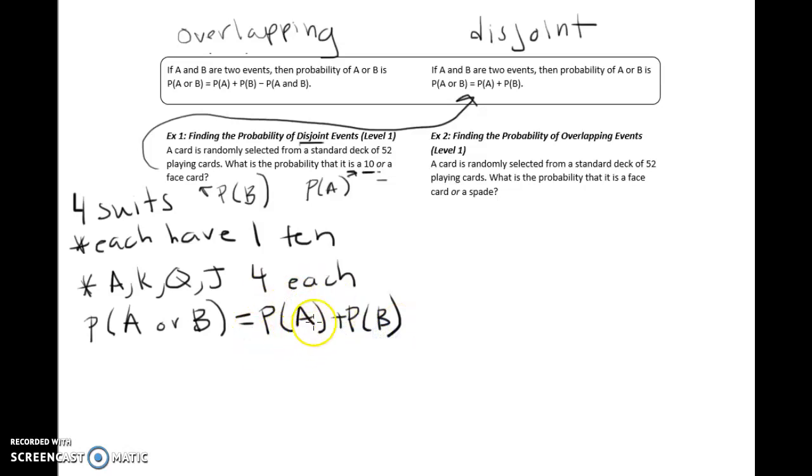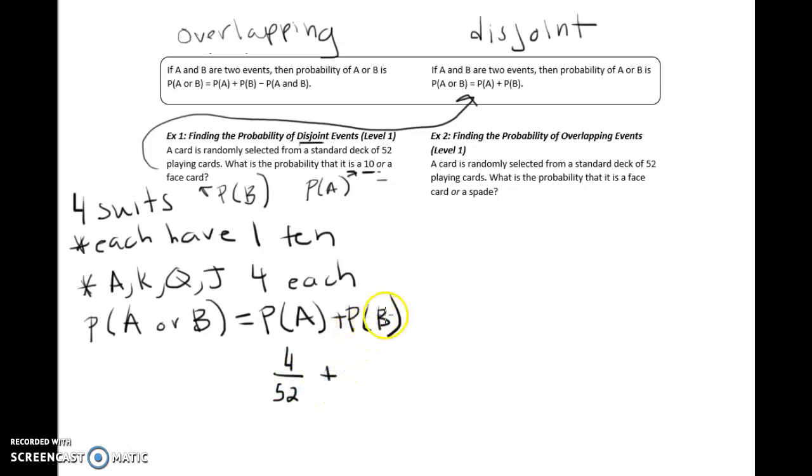All right, so let's tackle this one at a time. What's the probability of A? What's the probability that you get a 10? Well, we have four suits, and each of them is going to have 1 10. So that means that we have 4 10s total out of 52 playing cards. So the probability of A is 4 over 52.